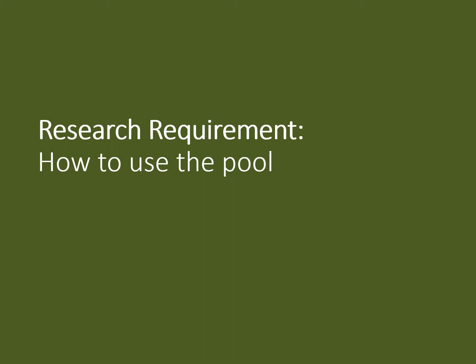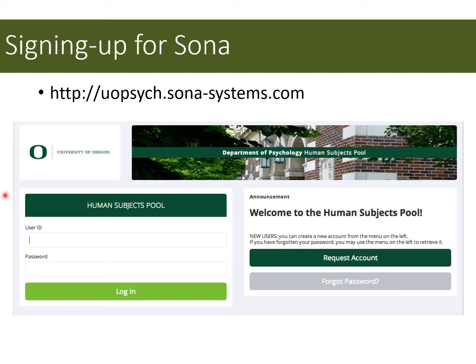So next, we're going to talk about how to use the pool. You'll see here that this is what the main screen of SONA looks like. And on the top of this screen, this is the URL to find our web page for SONA. On the left-hand side of the screen is where you'll log in if you already have login information. And on the right-hand side of the screen is where you'll go if you need to request an account, which is what you'll do if you don't already have an account. And if you've forgotten the password, this is where you'll go as well.